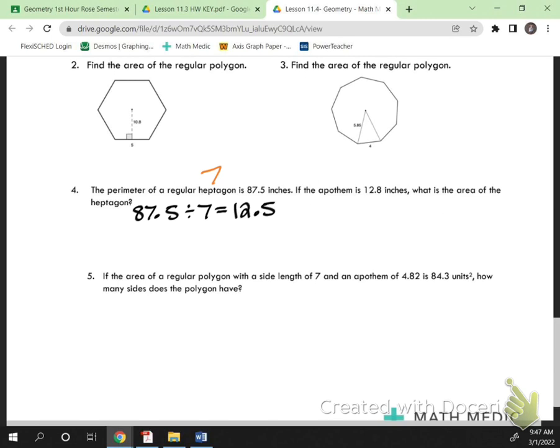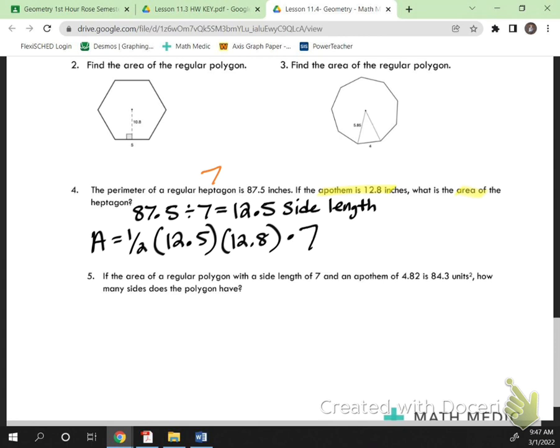12.5. Okay, I'm going to label this as side length. This is my side length. They told us the apothem. We want to know what the area is. So we're going to use our area formula again. Half times side length times apothem, 12.8, times number of sides. What's that? 7. Calculate. Go. 560 units squared. We good? Area formula.